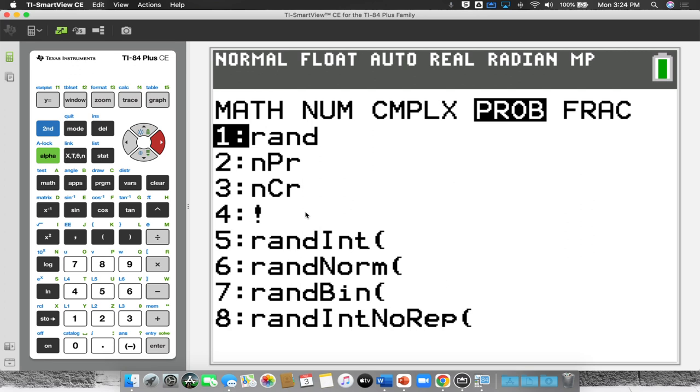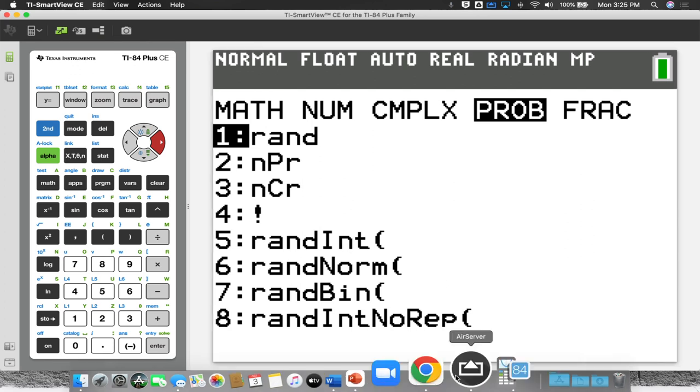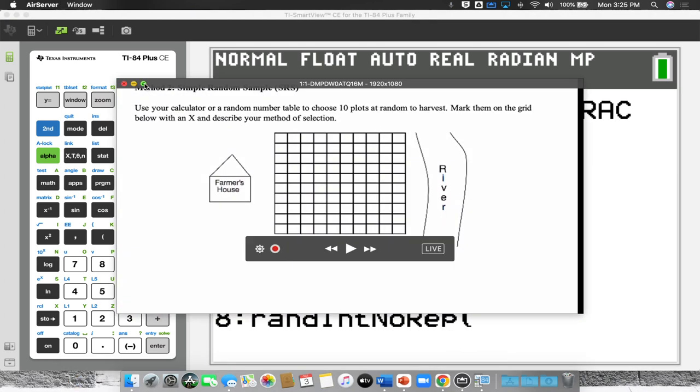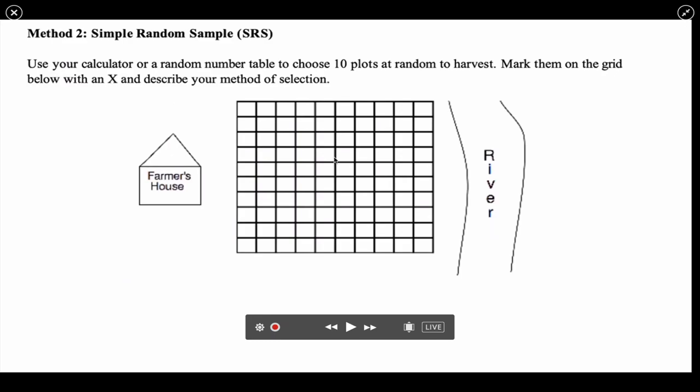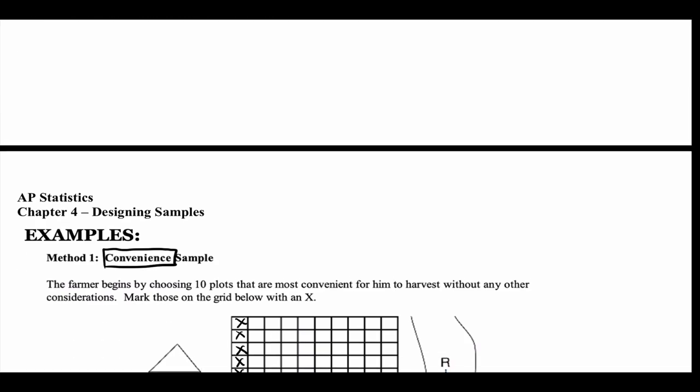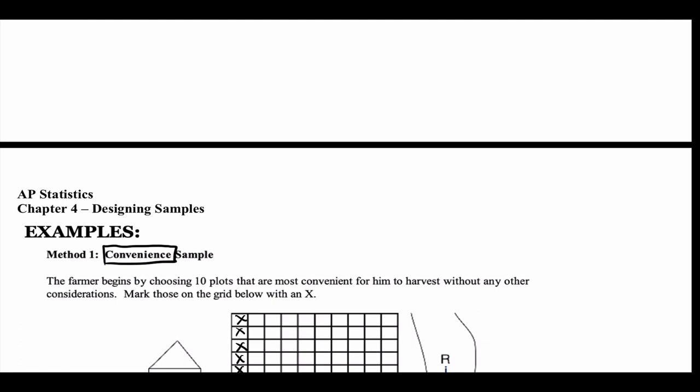And then, let me go back to the notes. Let me write this down. So you go from math to probability. And then, like I said, 5 or 8, option 5 or option 8.